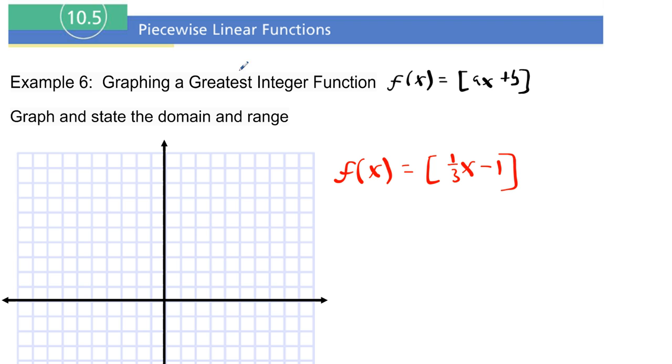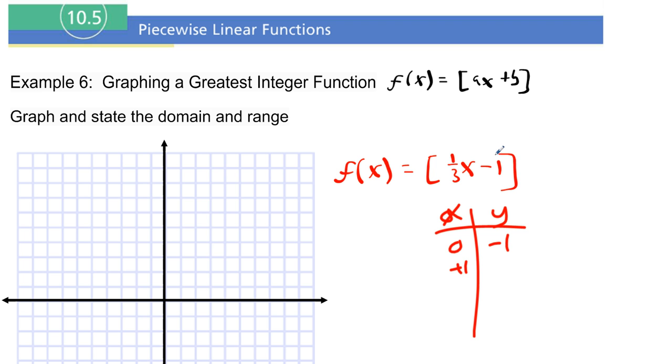We'll go ahead and plot some points, and we'll see if we can make some sense of this. We'll start with 0 right now, x and y. If I plug in 0, that's 0 minus 1, negative 1. So the greatest integer of negative 1 is just negative 1. Cool. Let's do positive 1 actually. 1/3 times 1 is 1/3, so 1/3 minus 1 is negative 2/3.